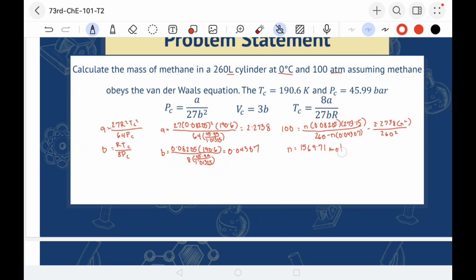1569.71 moles, and using the molar mass of methane, which is 16.05 grams per mole, we could get our final answer of a mass of 25,193.85 grams as our final answer.